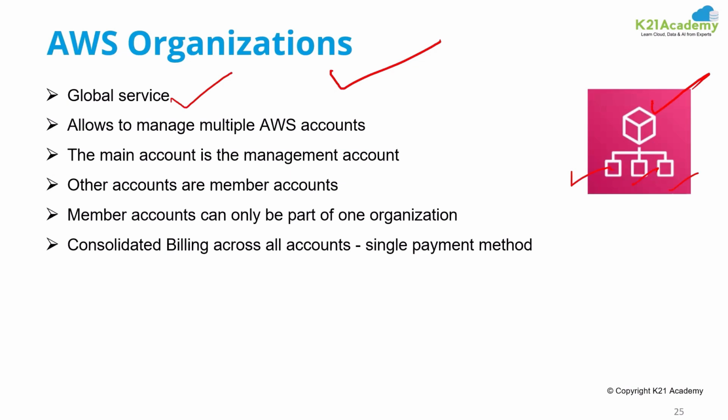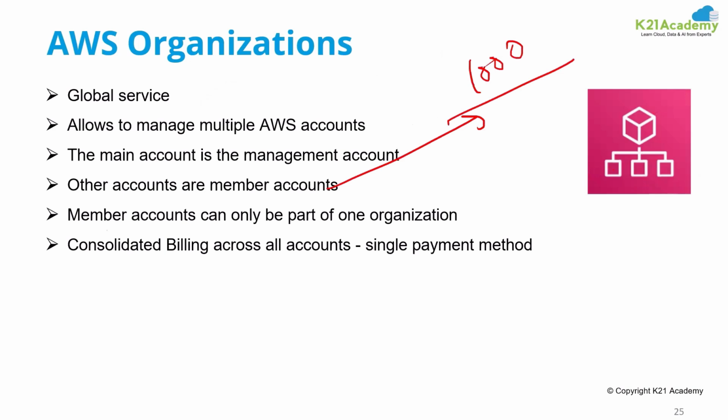You can manage multiple accounts by team, by environment like dev, test, and production, or by business unit. The main account is the management account, and other accounts are member accounts. How many accounts can you add? You can register as members up to 1,000 accounts. Member accounts can only be part of one organization. These are the other accounts in the organization. They follow the rules set by the management account, and a member account can only belong to one organization at a time.